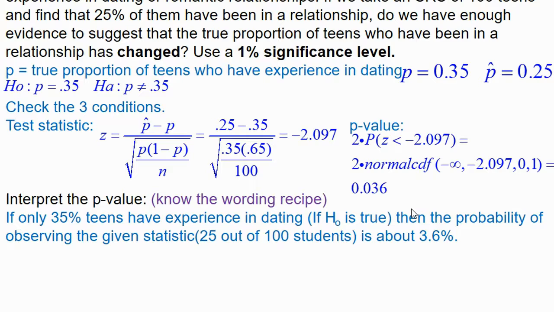is probably not right. Because remember I told you that anything less than 5%, you would say, okay, that's very, very small. So you reject the null. Let's just go one step at a time. Go ahead and write this down. If only 35% of teens have experience in dating, then the probability of observing the given statistic, which is the 25 out of 100 students who have experienced dating, is only about 3.6%.